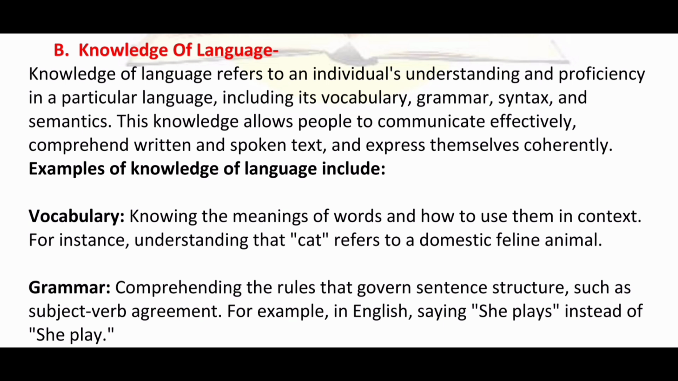So what do we have in the beginning? So, knowledge of language. Knowledge of language refers to an individual's understanding and proficiency in a particular language, including its vocabulary, grammar, syntax, and semantics.